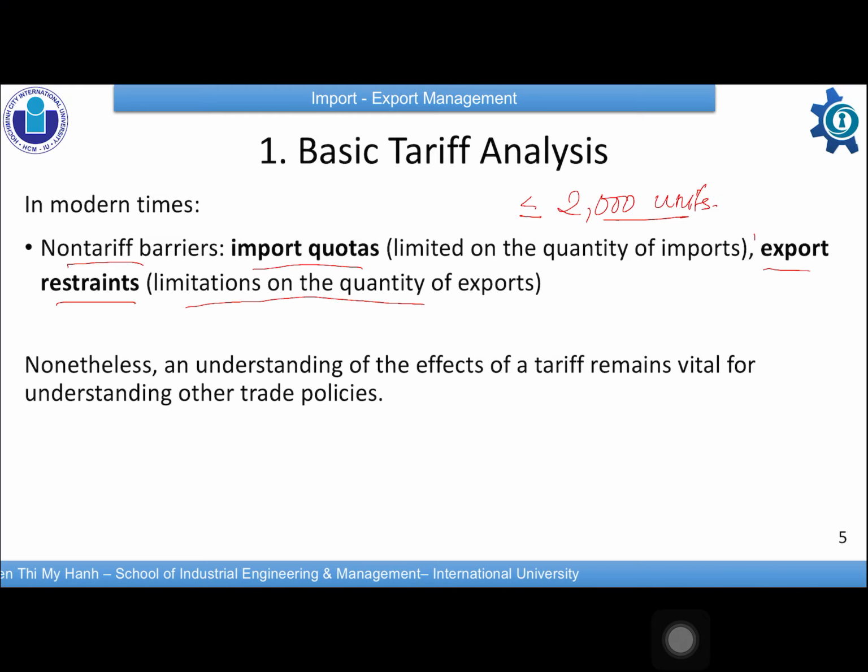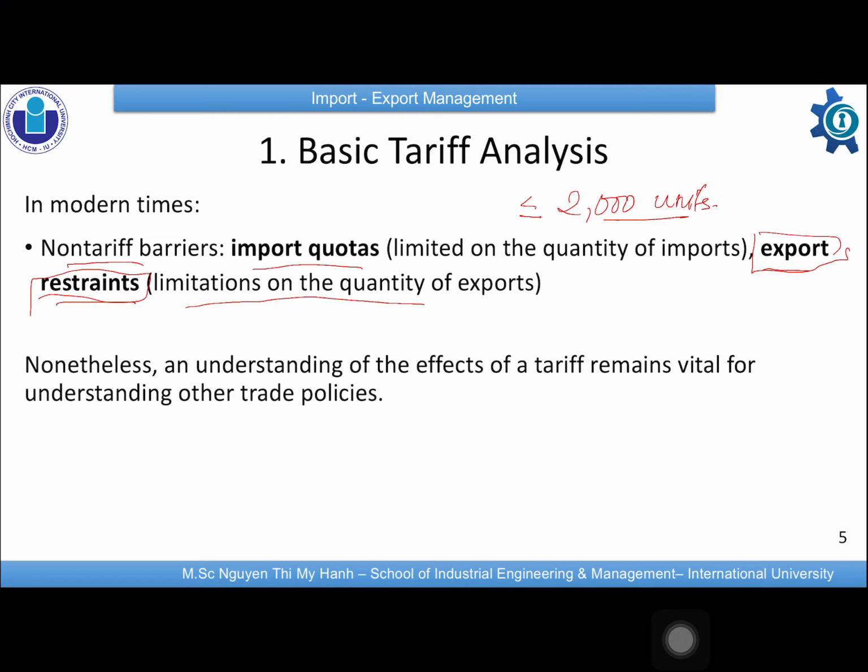So who will put this in place? Who will put their export restraint? Is it the importer or the exporter? It's the exporter, right? Because the exporter can control the export number. But why would the exporter want to do that? The more they export, the more benefit they will get, right? So why do they have to limit the export quantity?